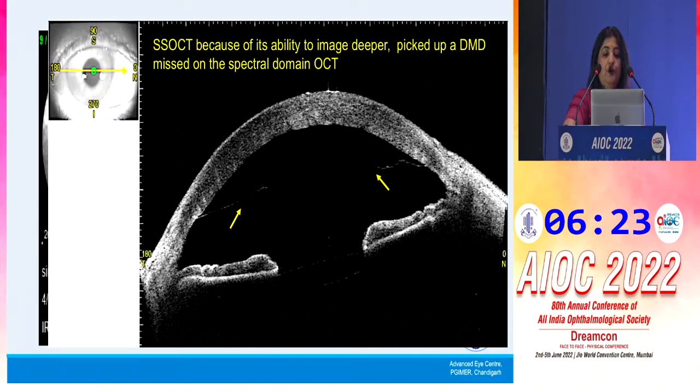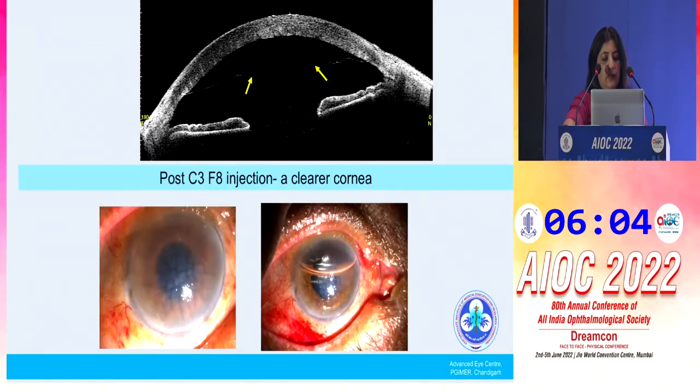But the swept source OCT, because of its ability to image deeper, picked up the DMD which was missed on the spectral domain OCT. Now this will be seen in very few cases, but there are cases where the AC was deep and the Descemet was far back, and here the swept source OCT, because of its greater depth, helped to pick up this lesion. And one can see that post-injection, one can see a much clearer cornea. So it helped guide us to the correct treatment rather than going here and there.